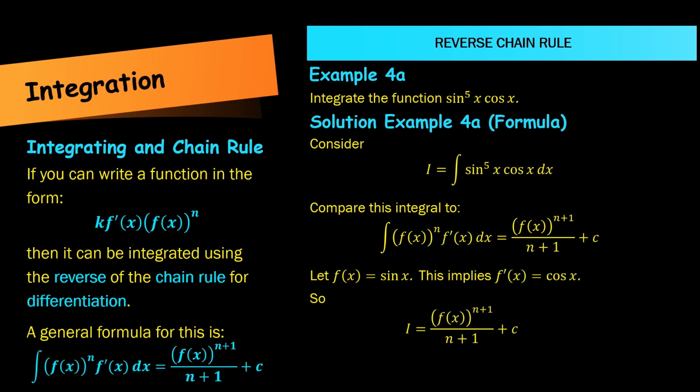So our integral I is equal to sin x to the power 5 plus 1, because of course n equals 5, divided by 5 plus 1, which is of course n plus 1 also, plus our constant of integration. And tidying this up gives us that our integral is sin x to the power 6 divided by 6, plus the constant of integration.